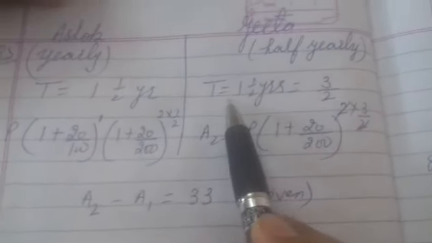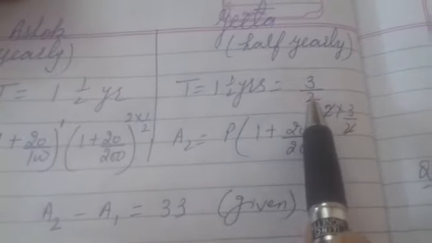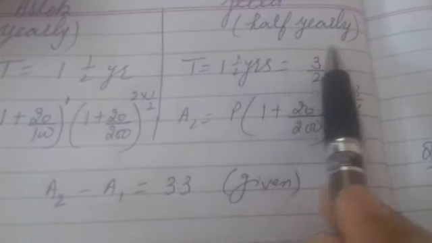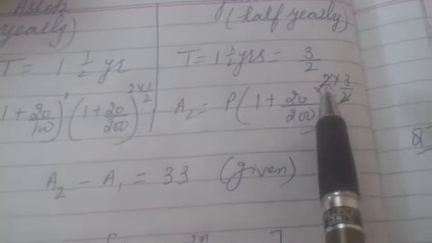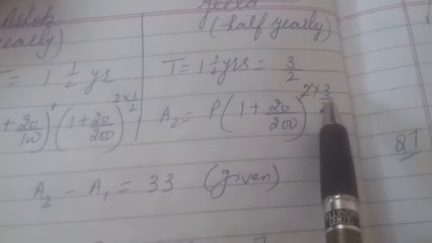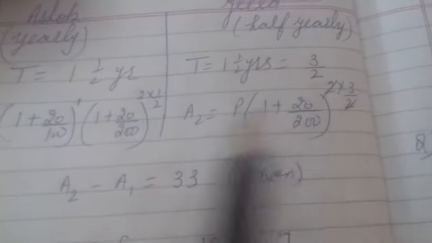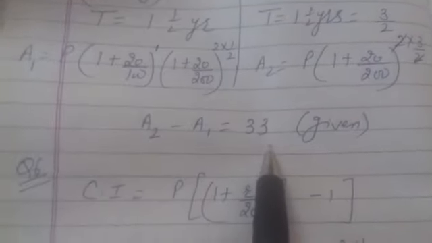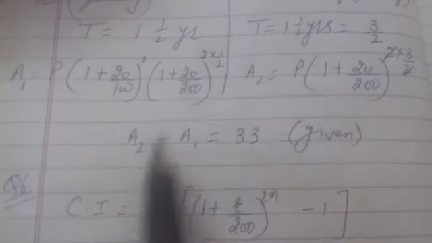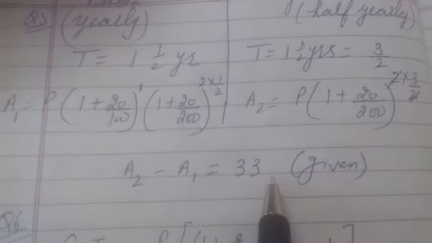Now come to another case. Time period is 1.5 year. That is 3 by 2 and it is completely half yearly. So we'll apply A2 is equal to P into 1 plus R by 200 raised to the power 2 multiplied by n, which is 3 by 2. You can cancel it and what is given to you? Geeta will receive 33 rupees more. So A2 minus A1 is equal to 33. So here you will put the values of A2 and A1 in terms of P and find P from here.